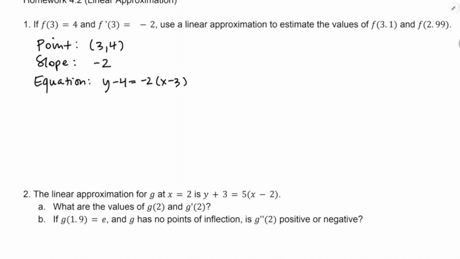Okay, so f of 3.1 is what y would be if I plugged in x equals whatever, right there. So I'm going to just start by saying, okay, well, f of 3.1 is going to be approximately equal to, I'll add the 4 to both sides, minus 2 times 3.1 minus 3. And on the quiz, for your response, you can stop there, but these are very frequently multiple choice questions, so I'm going to keep going. Minus 2 times 0.1, 4 minus 0.2 would be 3.8.